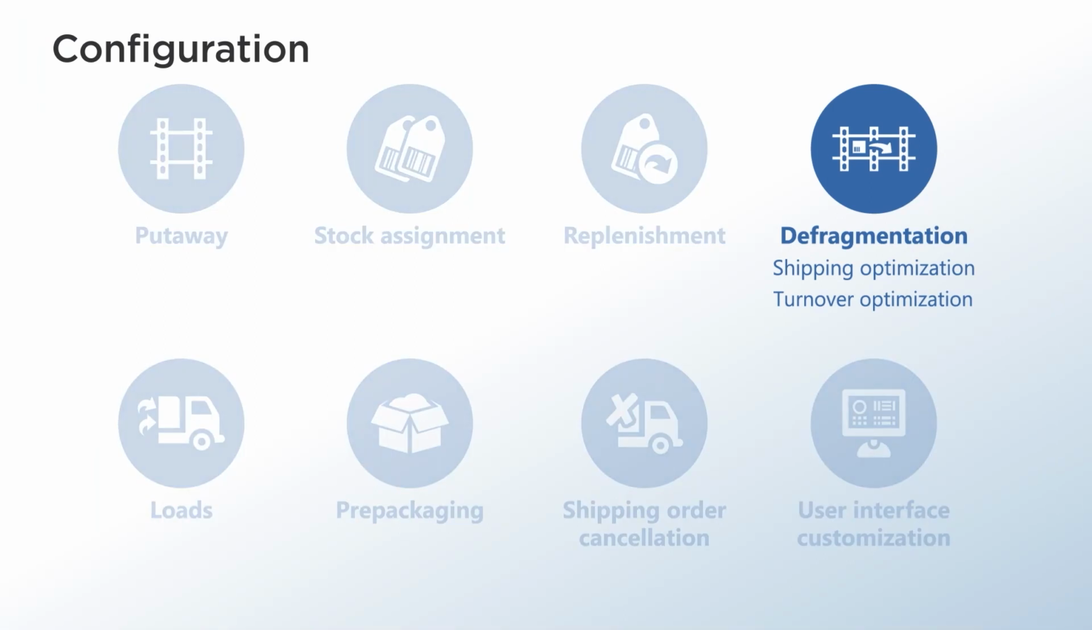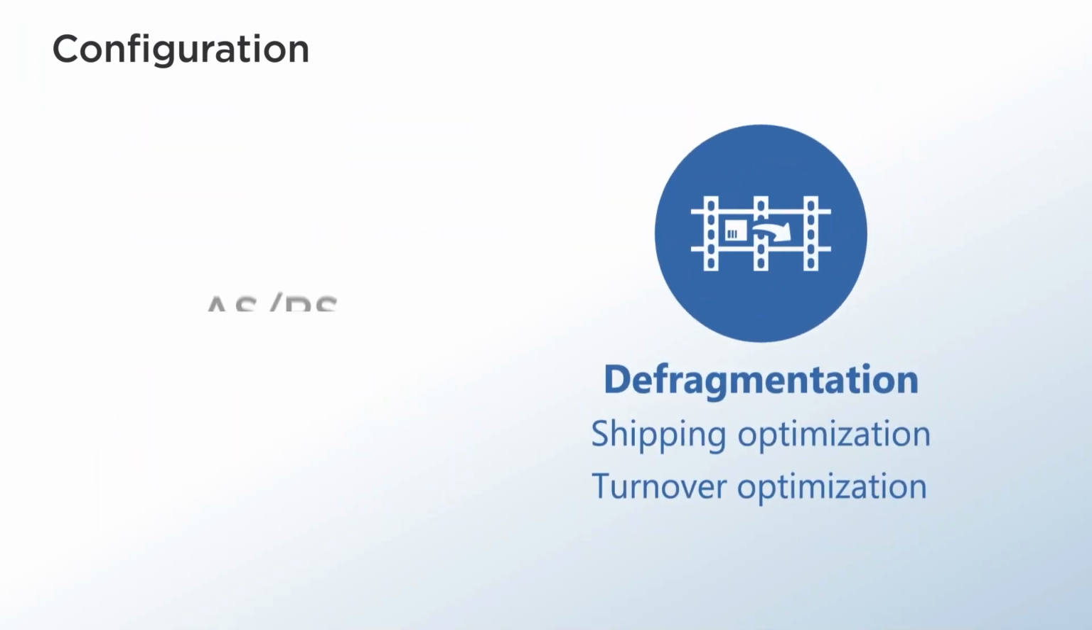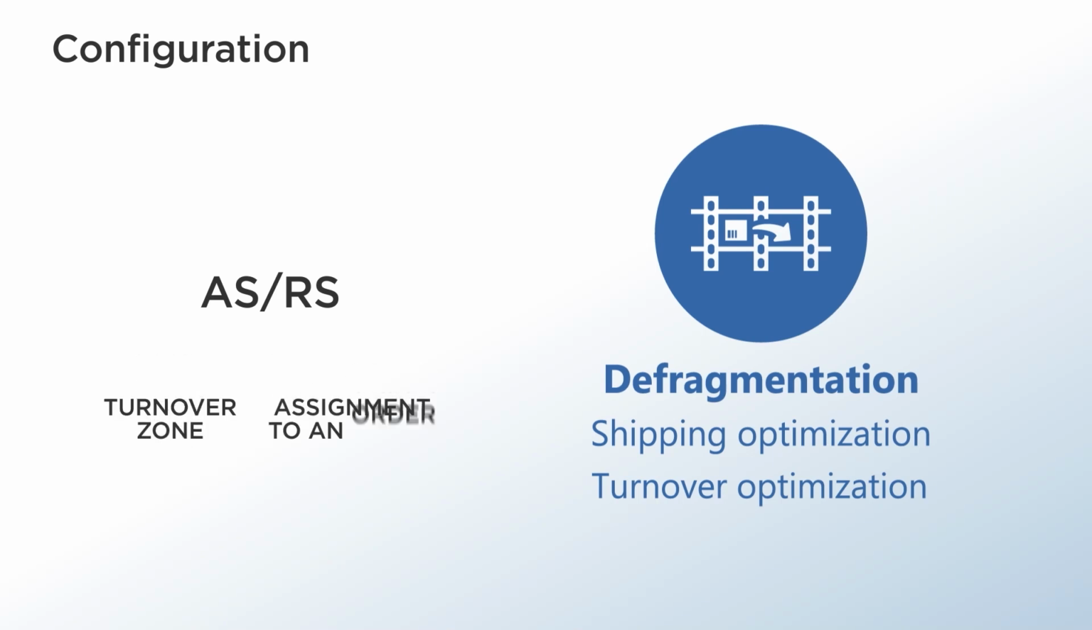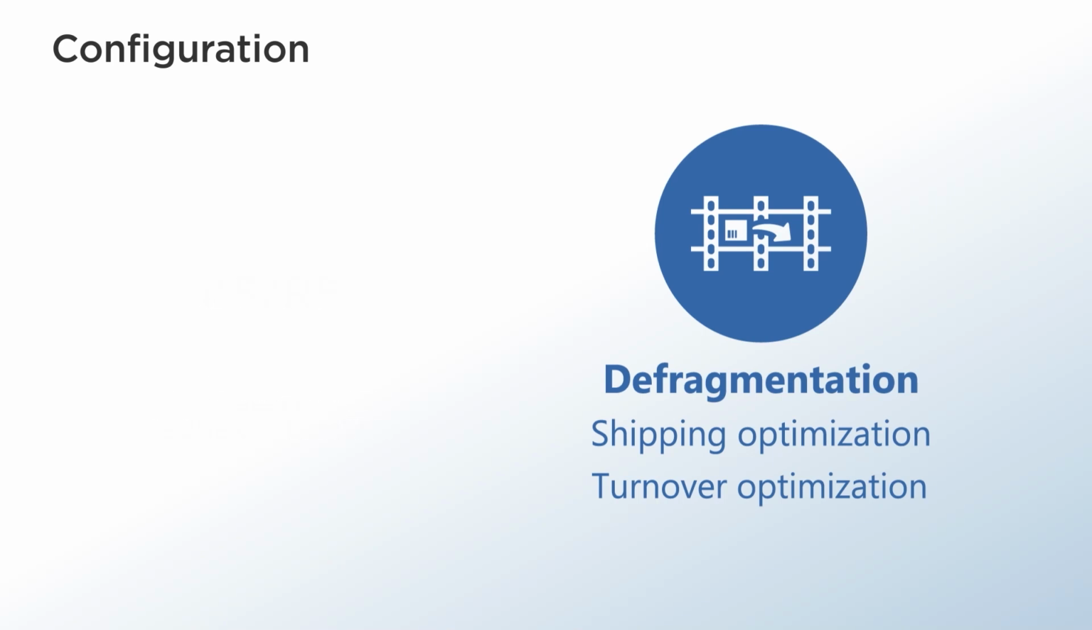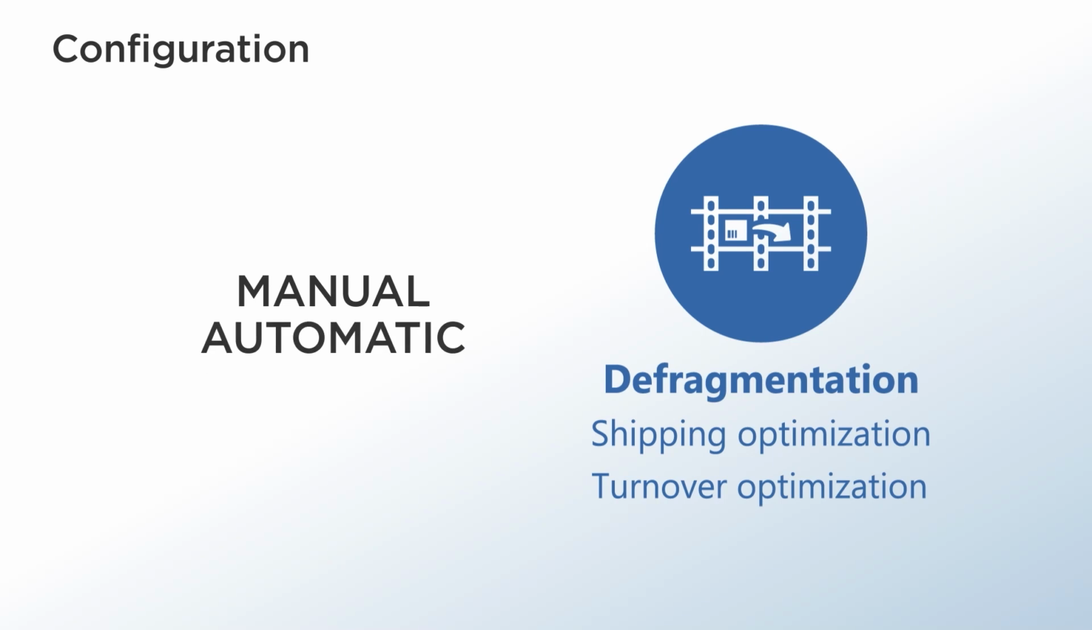Defragmentation, optimizing shipping and turnover. In an ASRS, the aim of the defragmentation process is to compact the storage space, redistributing goods according to their turnover zone or their assignment to an order. There can be several turnover optimization strategies in a single warehouse, ordered by a sequence number. Defragmentation can be executed manually or automatically.